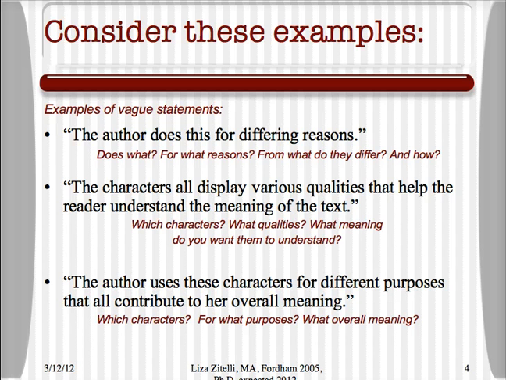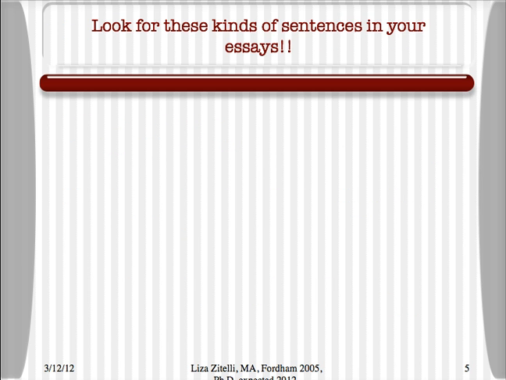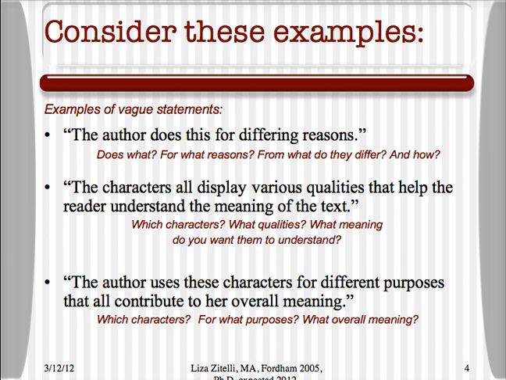Does what? For what reasons? From what do they differ? And how? "The characters all display various qualities that help the reader understand the meaning of the text." Which characters and what qualities and what meaning do you want the reader to understand? "The author uses these characters for different purposes that all contribute to her overall meaning." Which characters? For what purposes? And what overall meaning?